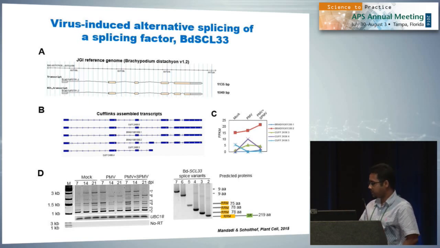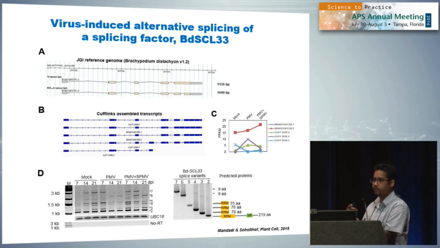What is going on in this case is that this splicing factor called SCL33 has two annotated transcript forms in the Brachypodium reference genome, a primary transcript and an alternative transcript. What we found in our RNA-seq data was a significantly larger number of alternatively spliced forms, especially these intron-retained forms right here. And many of these alternatively spliced variants of this factor are also misexpressed during PMV and SPMV infection.